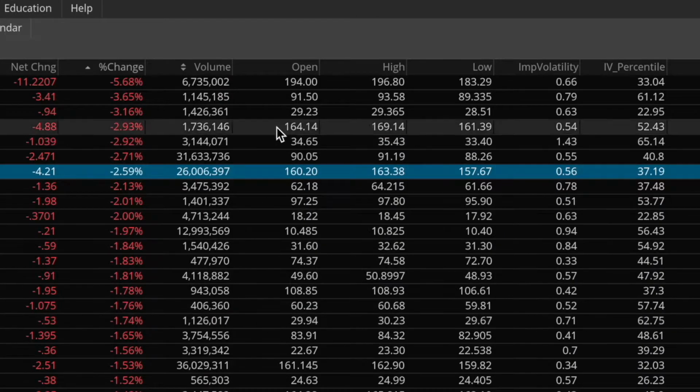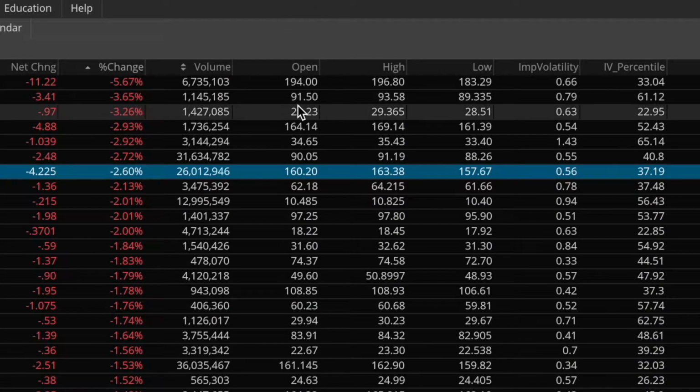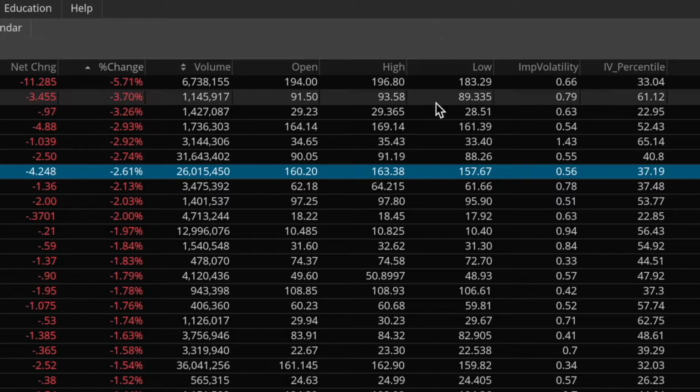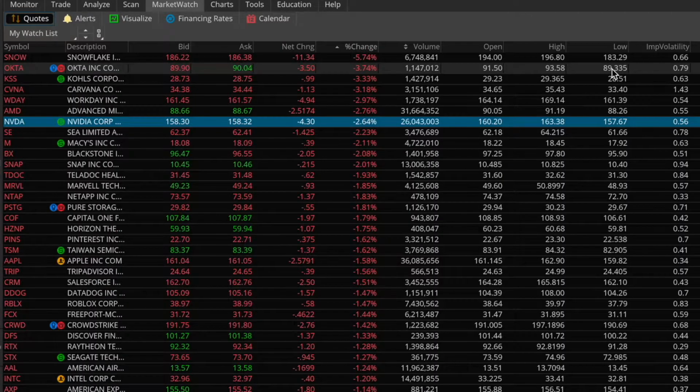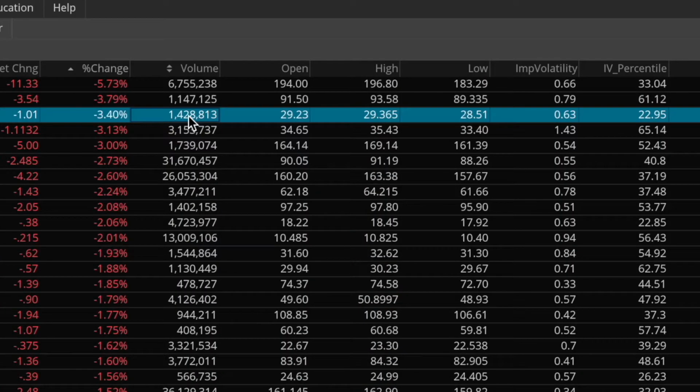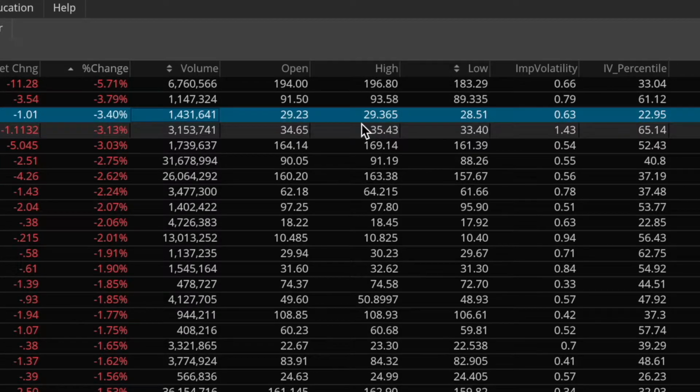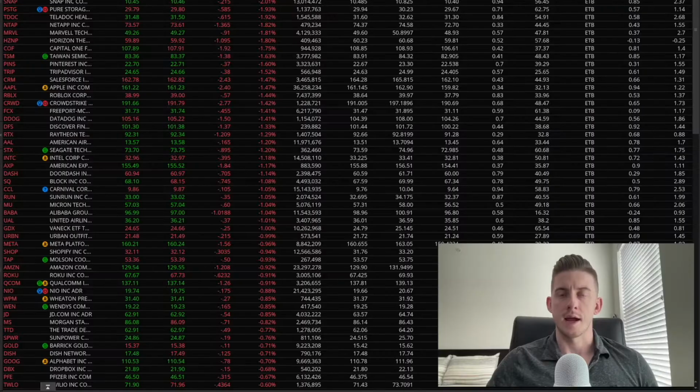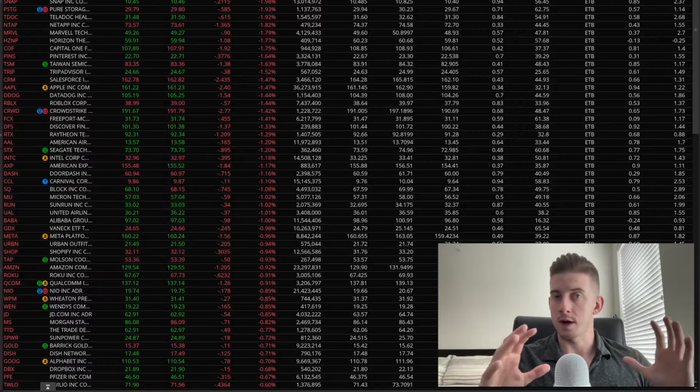And then next up in these three columns, we have the opening price, the high price, and the low price for the current trading day. So in the case of Kohl's here, the opening print for the stock once the market opened was 29 bucks and 23 cents. And so far today, this stock has gone as high as 29.36 and as low as 28.51. And so these metrics give you a very clear idea of the daily price range for a particular stock.